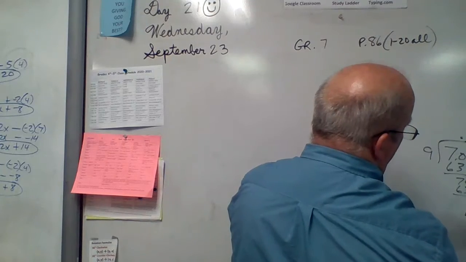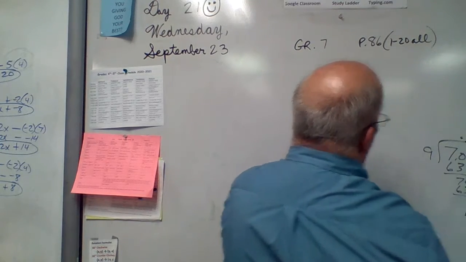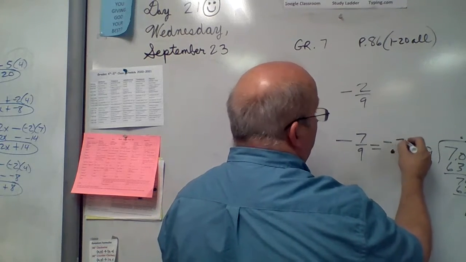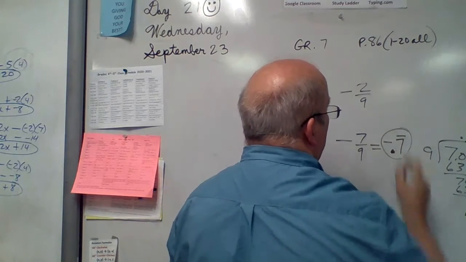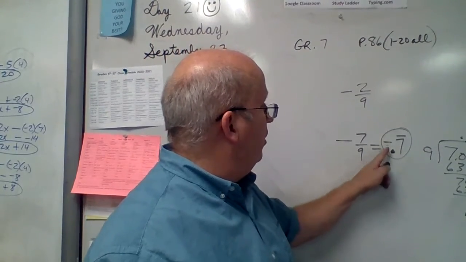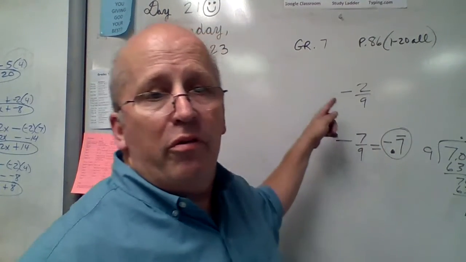What do you notice is happening? It's just repeating 7s over and over again. So this is -0.7 repeating. -7/9 is -0.7 repeating. So I'll do the same thing with this one.